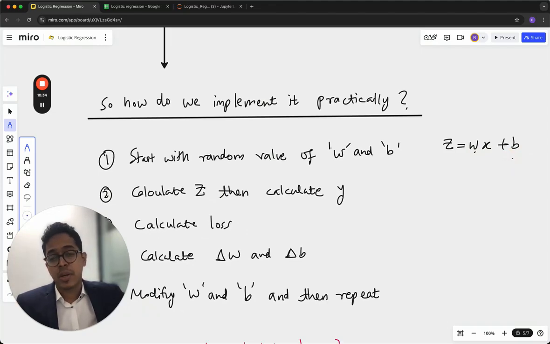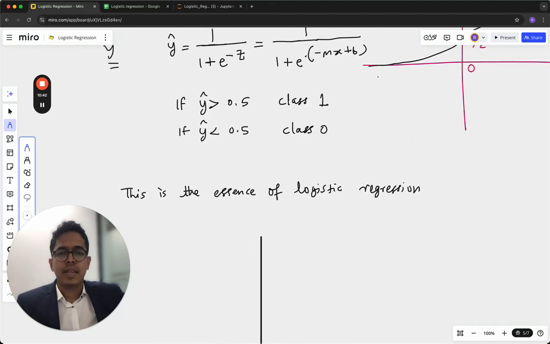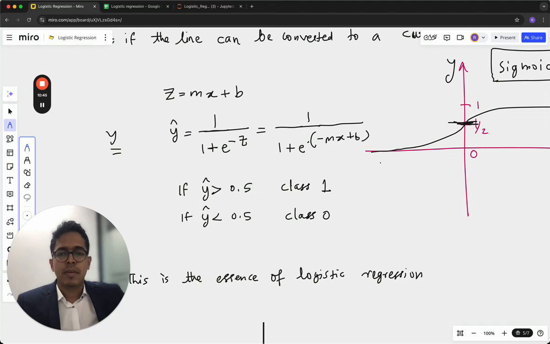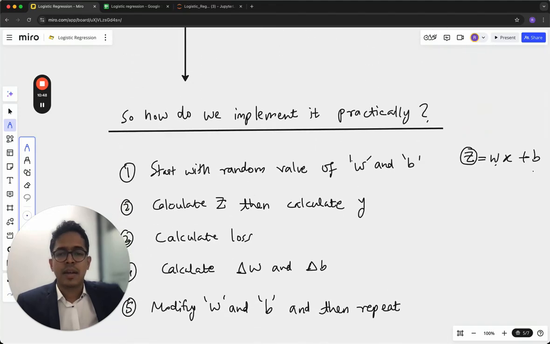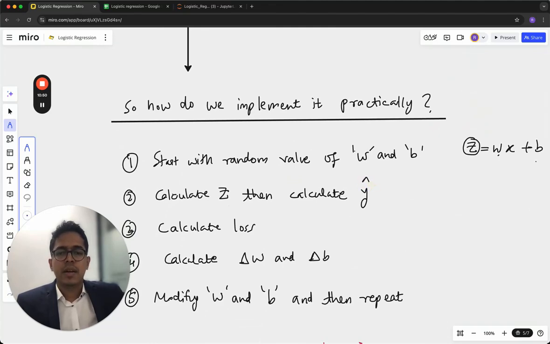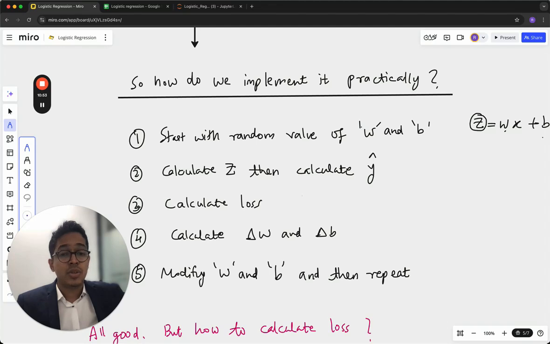So maybe you start with W equal to 0 and B equal to 0. And that will help you get a value of Z. And then you substitute the value of Z in this expression, Y cap equal to 1 by 1 plus e raised to minus Z. So calculate Z and then calculate Y cap. And then calculate loss. And what is loss? It should depend on the difference between Y and Y cap. Not exactly Y minus Y cap, but it has to be somehow related to the real value of Y, the difference between the real value of Y and the predicted value of Y, or vice versa, the difference between the predicted value of Y and the real value of Y.